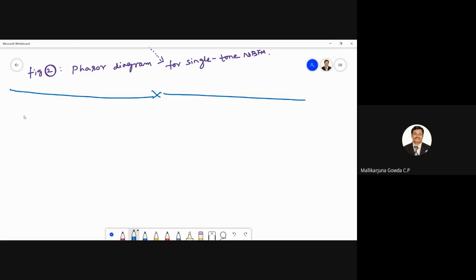Okay. So the second one is wideband frequency modulation.